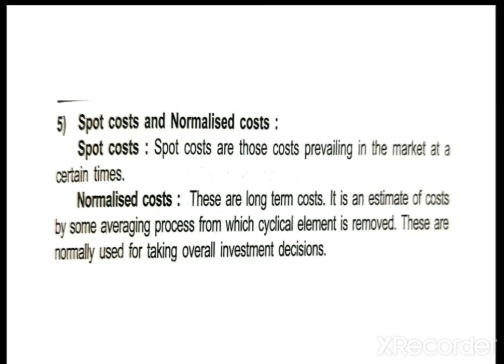Next, normalized cost. These are long-term costs. It is an estimate of cost by some averaging process from which the cyclical elements are removed. These are normally used for taking overall investment decisions. Normal costs are the long-term costs, and these are estimates of the cost by some averaging based on what? Cyclical elements.